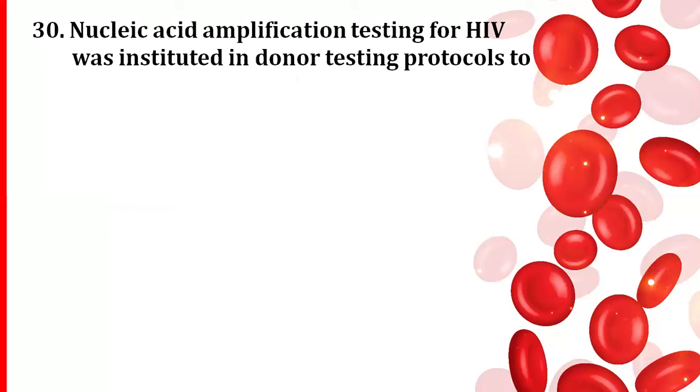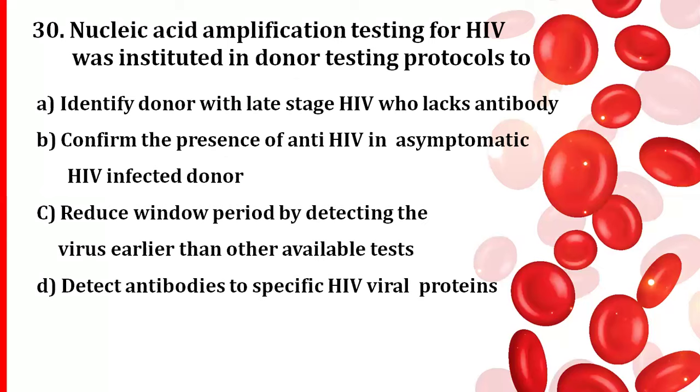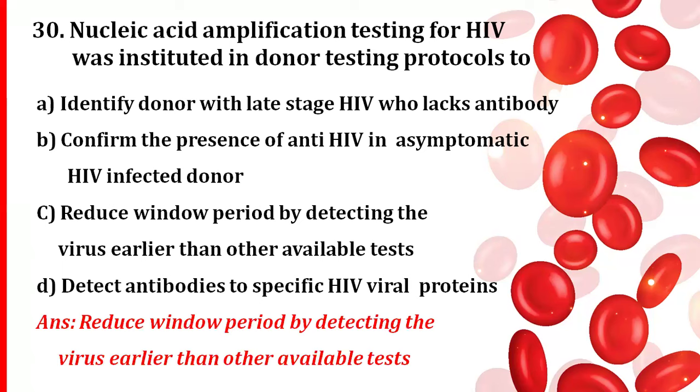Next question. Nucleic acid amplification testing for HIV was instituted in donor testing protocols to option A, identify donor with late stage HIV who lacks antibody. Option B, confirm the presence of anti-HIV in asymptomatic HIV infected donor. Option C, reduce window period by detecting the virus earlier than that of available tests. Option D, detect antibodies to specific HIV viral proteins. Here the right answer is to reduce window period by detecting the virus earlier than other available tests.